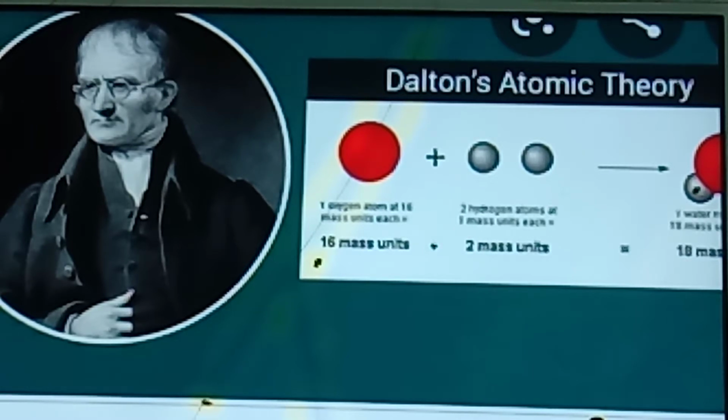So an atom can neither be created nor be destroyed. That is, the atom is indestructible. Atoms of different elements may combine with each other in a fixed simple ratio to form molecules. An atom is the smallest particle of matter that takes part in a chemical reaction.